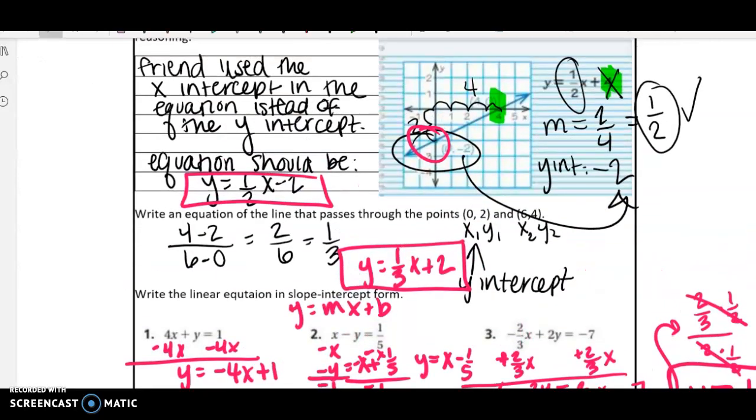For the next one, for our warm-up, we needed to find the slope, so we did 4 minus 2 over 6 minus 0, and we got 2 over 6, which is 1/3. And then they gave us the y-intercept, and so our equation is y equals 1/3 x plus 2.